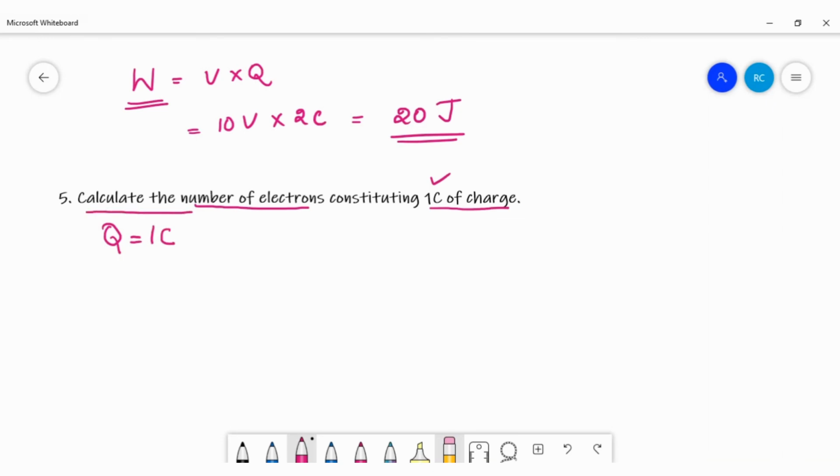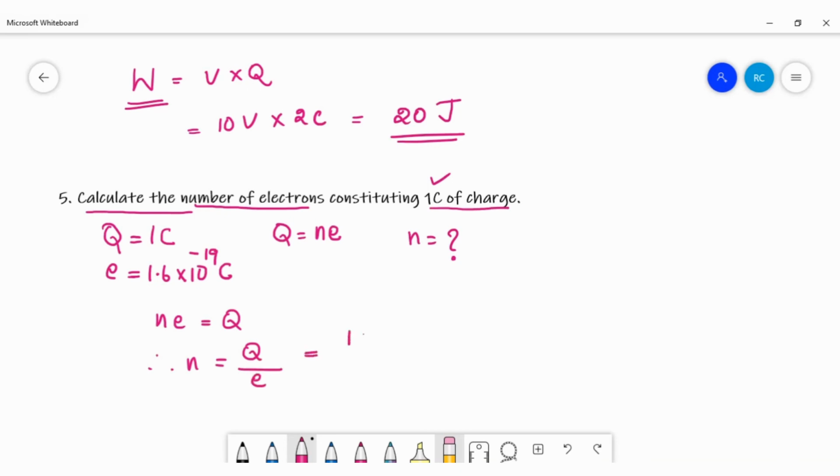So I already gave you the expression for Q. Q is the electric charge. Q is equal to N into E. N is the number of electrons and E is the charge of the electron, that is a constant value. What is E? It is a constant value, that is 1.6 into 10 to the power of minus 19 Coulomb. So we need to calculate N. What is N? N e is equal to Q. So therefore N is equal to Q divided by E.